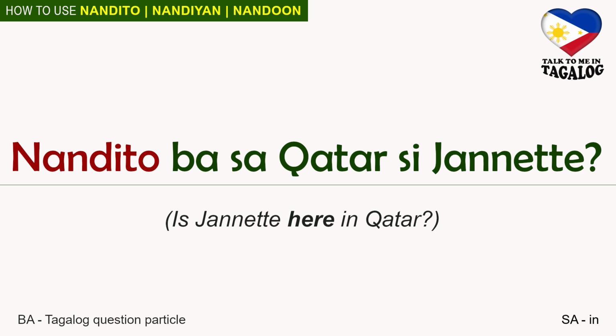You may also use nandito, nandyan, and nandoon to ask questions like, nandito ba sa Qatar si Janet? This question indicates that the speaker is presently in Qatar and would like to know if Janet is also there. Nandito ba sa Qatar si Janet? Meaning, is Janet here in Qatar?